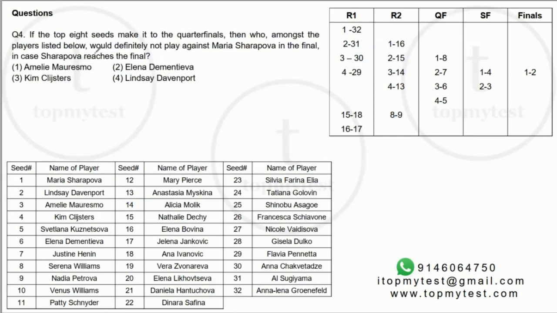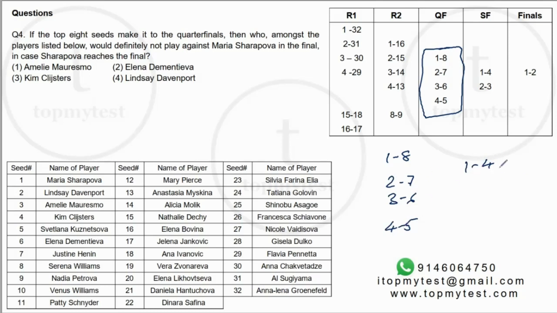And the last one: if the top 8 seeds make it to the quarterfinal, so this is how the quarterfinals are proceeding, then who among the listed players would definitely not play against Maria Sharapova in the final in case Sharapova reaches the final? Everyone can play everyone else only at a given stage. So it will be 1 versus 8, 2 versus 7, 3 versus 6, 4 versus 5. Here it will be 1 versus 4.